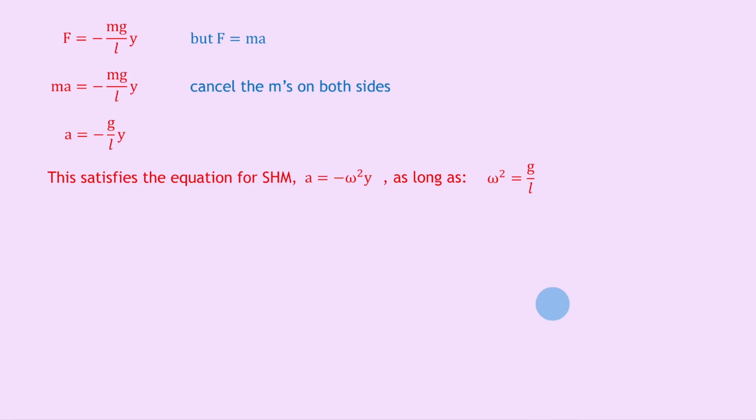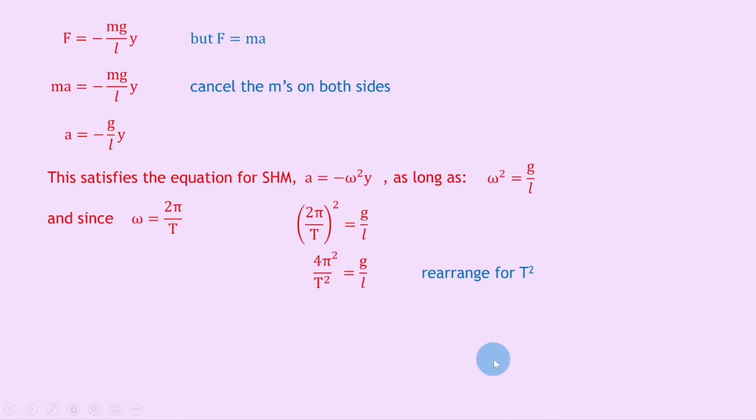But remember, we want to show an expression for the period T, so we need to somehow get period T into our equation here. Well, remember that omega is equal to 2 pi over T, so that means we can write 2 pi over T, all squared, is equal to g over L. And now we've got capital T in our expression, which is what we want. So we now just need to do a bit of manipulation to get the period T on its own. So let's square the terms on the left hand side first, so we get 4 pi squared over T squared is equal to g over L, and now let's rearrange it for T squared. So if we do a bit of cross multiplying, we end up with T squared equals 4 pi squared L over g, and if we now take the square root of both sides, we end up with T equals 2 pi times the square root of L over g, which is what we wanted to show.